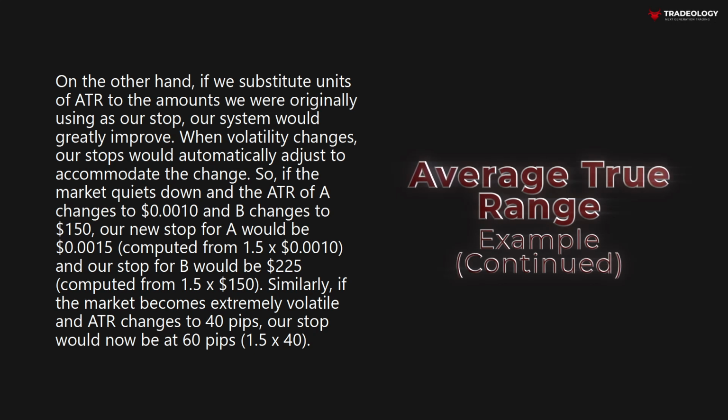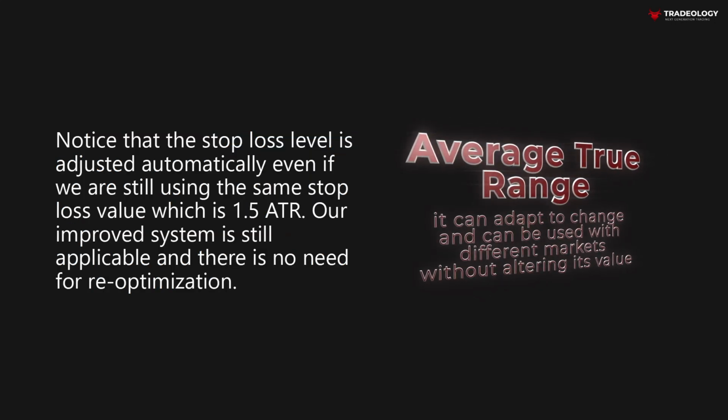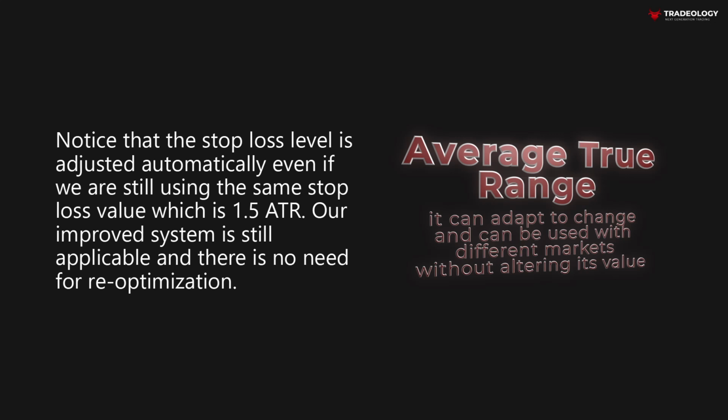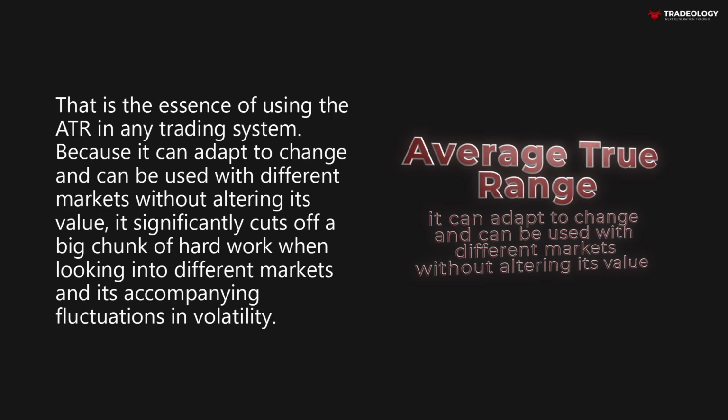Similarly, if the market becomes extremely volatile and ATR changes to 40 pips, our stop would now be at 60 pips, 1.5 times 40. Notice that the stop loss level is adjusted automatically even if we are still using the same stop loss value, which is 1.5 ATR. Our improved system is still applicable and there is no need for re-optimization. That is the essence of using the ATR in any trading system.